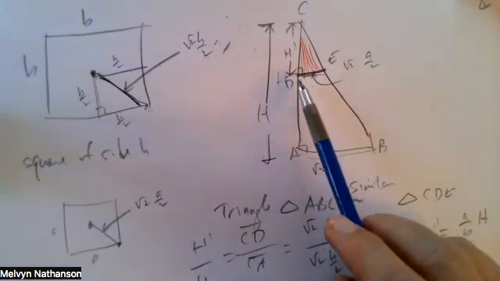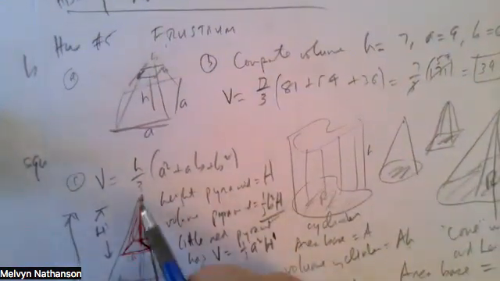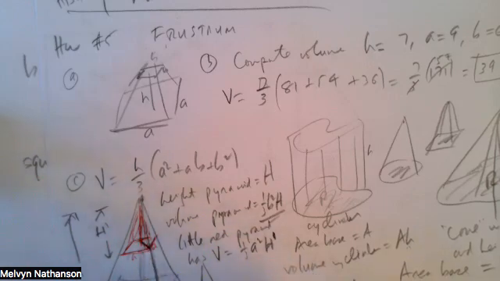So if I look at this slice through the pyramid, if the base is B and the height is A, the height of the small red pyramid is A over B times the height H.